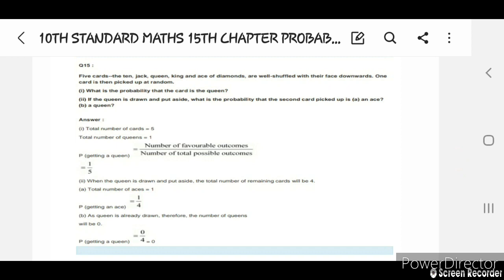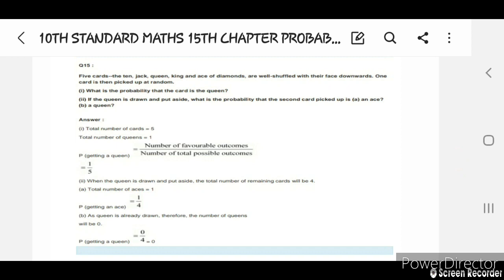If the queen is drawn and put aside, what is the probability that the second card picked up is an Ace? In that case you have to take 1 by 4, because they have asked that one queen is drawn. You take that out, 5 minus 1, because you are taking that queen card out, so therefore it will be 4. So it will be equal to 1 by 4 is the probability for the ace.